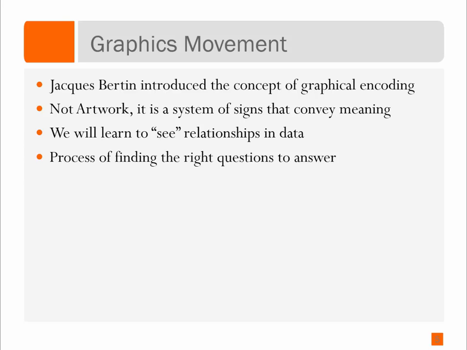So the graphics movement was ushered in by Jacques Bertin, a Frenchman. He introduced the concept of graphical encoding, and this was in the late 1960s. Bertin basically established that graphics was not necessarily artwork. It's a system of signs that convey meaning.